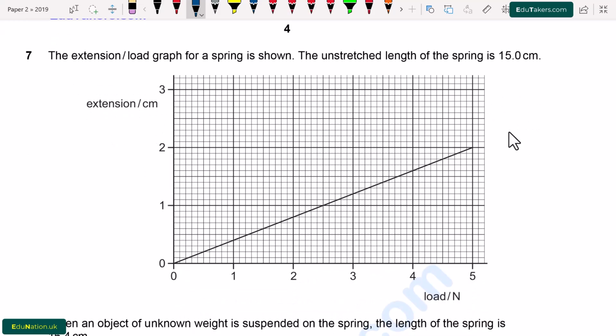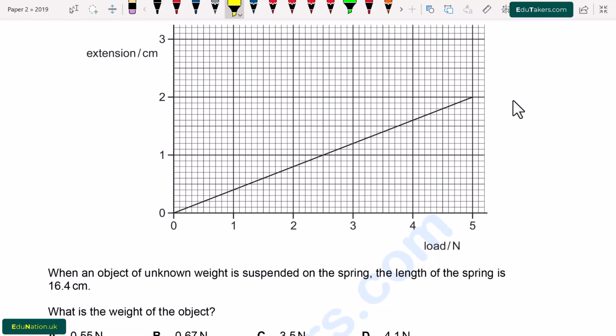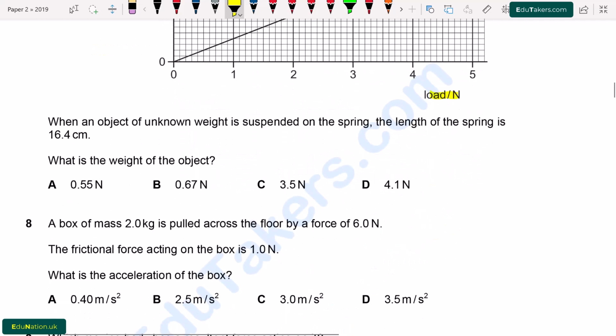Question number 7. The extension load graph for a spring is shown. The unstretched length of the spring is 15.0 centimeter. Here is extension load graph, and extension is along y-axis while the load is x-axis. When an object of unknown weight is suspended on the spring, the length of the spring is 16.4 centimeter. So this length is basically the stretched length.